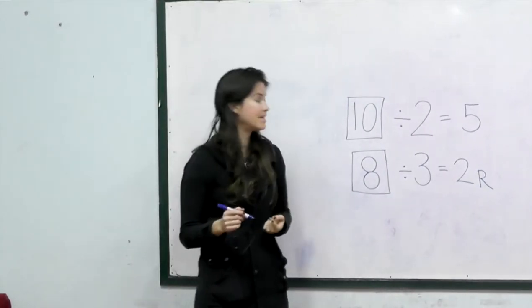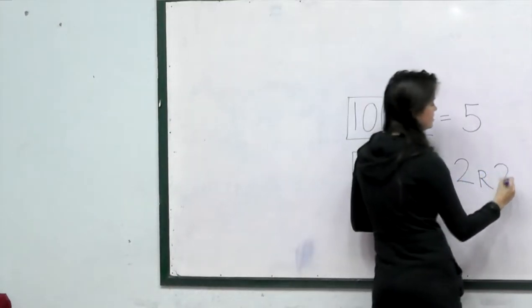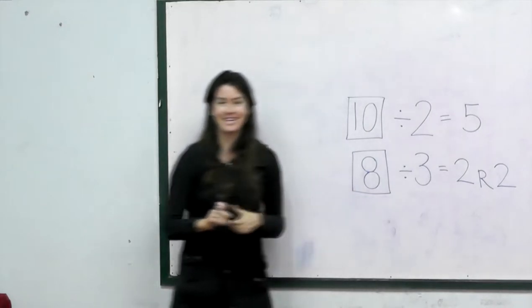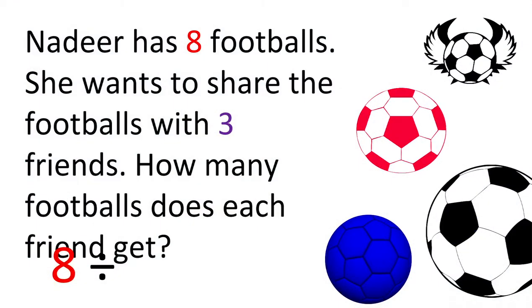And we're going to count by 1. So 6, 7, 8. We have 2 R2. Very nice job, friends. You got it. Let's double check. 8 footballs divided by 3 friends. It's going to equal 2 R2.